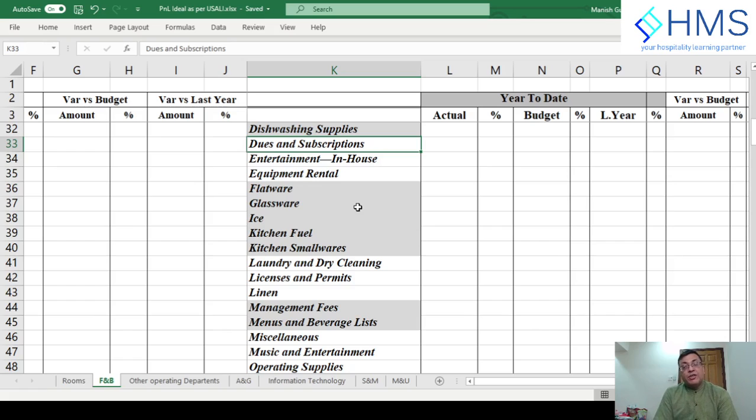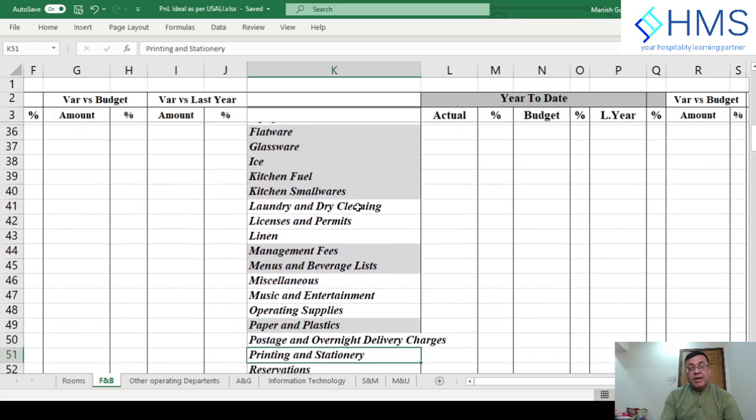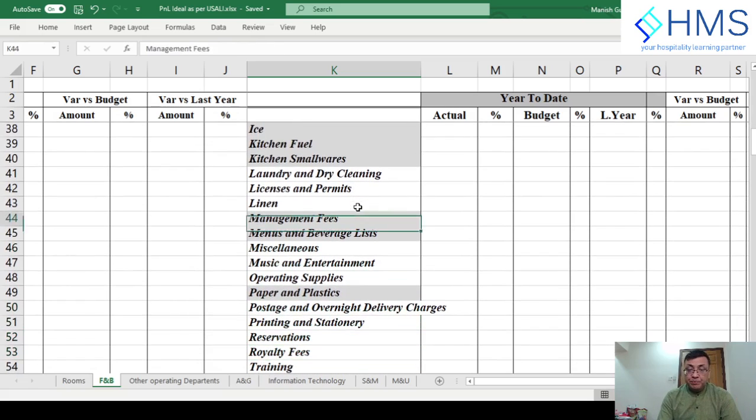Ice and kitchen fuel depend on the business level. If the business is very good, then you will have more spending. If business is not good, you will not be spending too much. So then you can see how much per cover or per guest you are spending. Then you have smallware and kitchenware, which is usually a kind of variable expense.